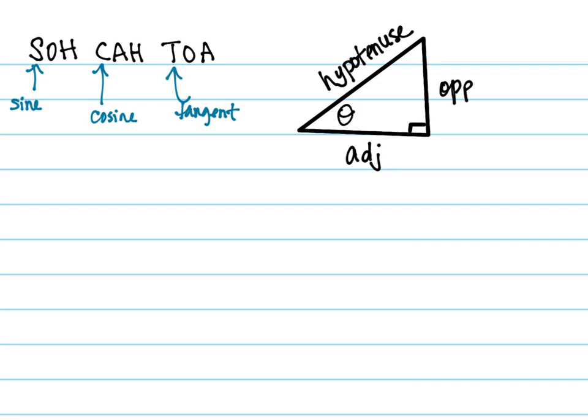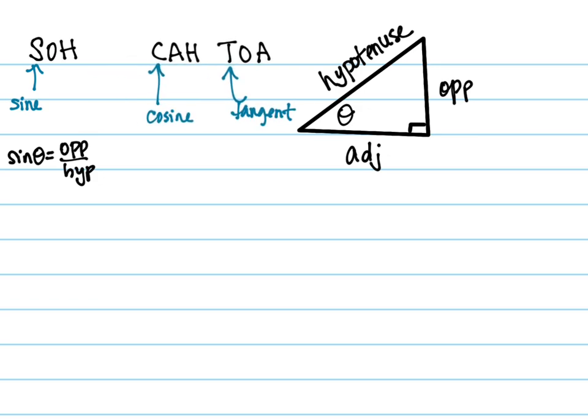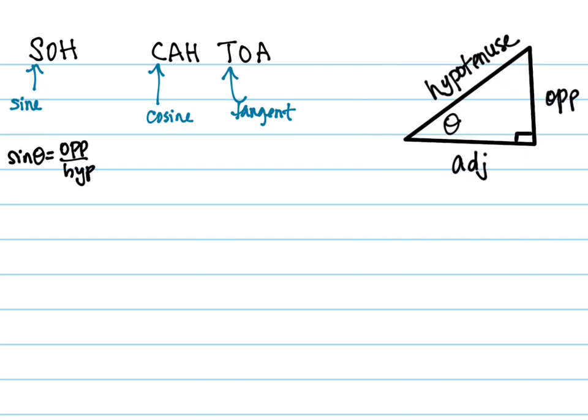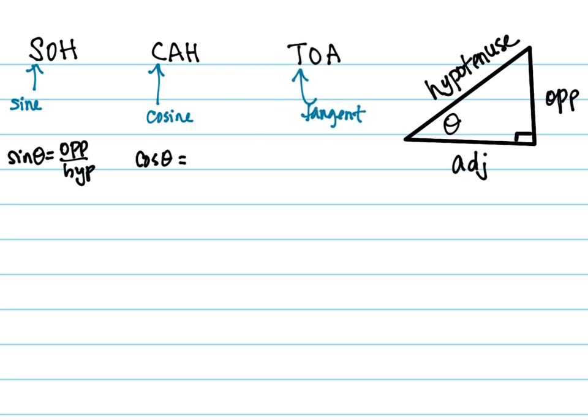So each one of these SOHCAHTOA, these three pieces, stands for one of the trig functions and its relationship within the triangle. So the first one is that the sine of theta is the opposite over the hypotenuse. There we go. And then the next one is that the cosine of theta is the adjacent over the hypotenuse. And then the last one is that the tangent of theta is the opposite over the adjacent.